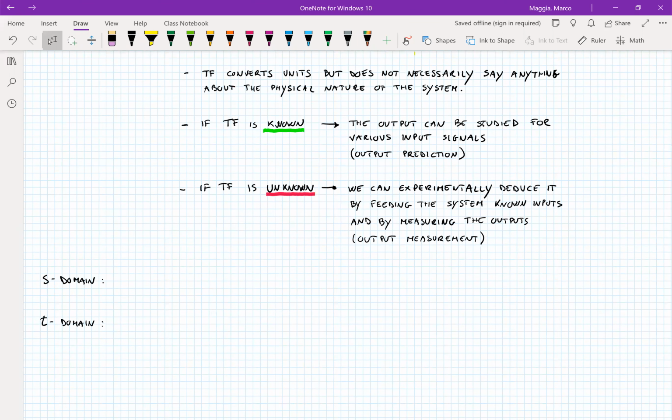As I said, it is very convenient to express things in the S domain because in the S domain, the output is simply equal to the transfer function times the input. That's as easy as that. Instead, if we were to operate in the time domain, we would have to use a convolution integral between the transfer function and the input.